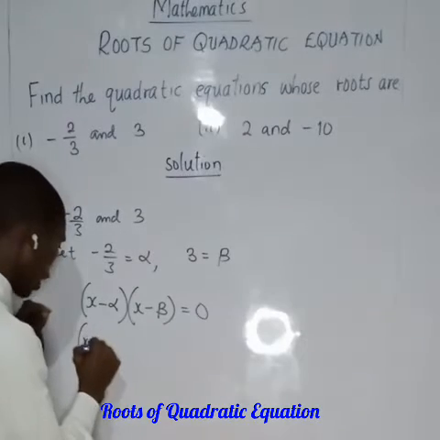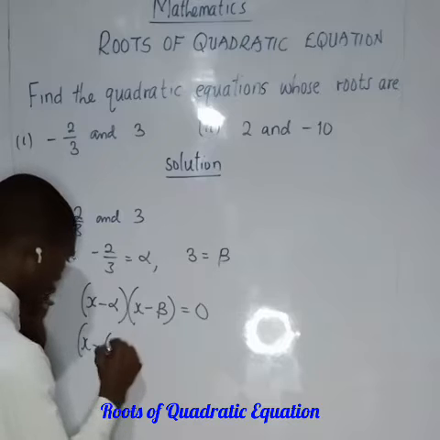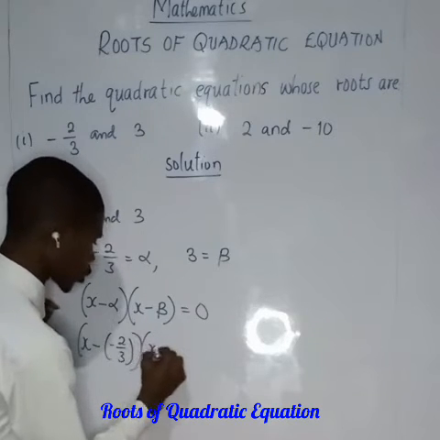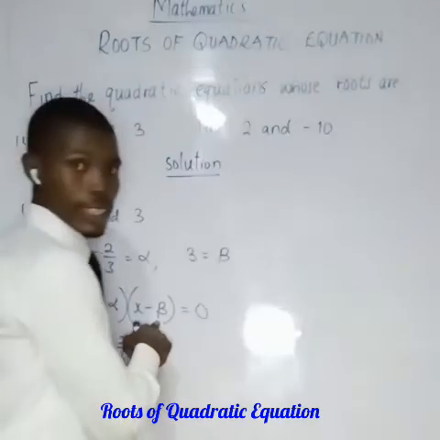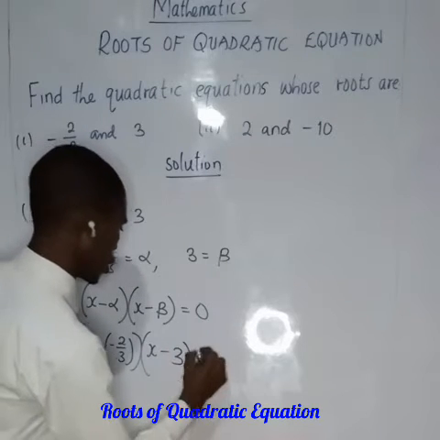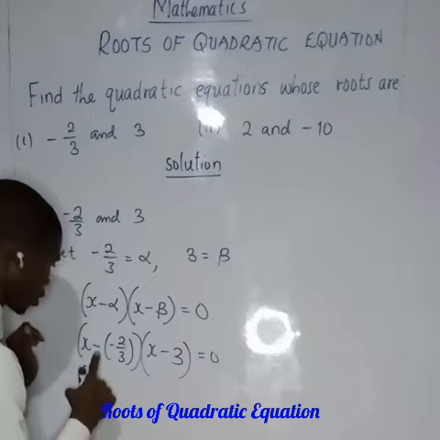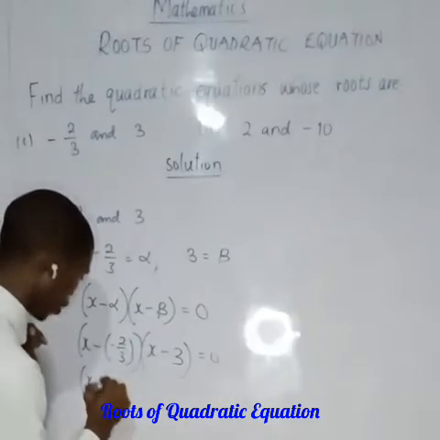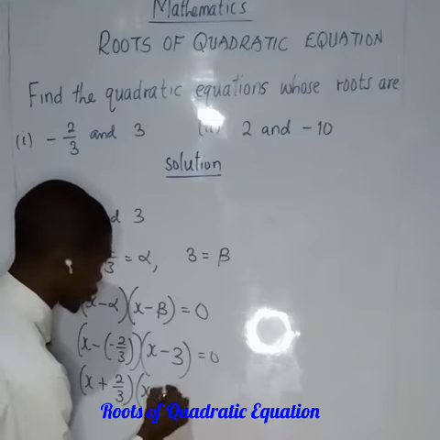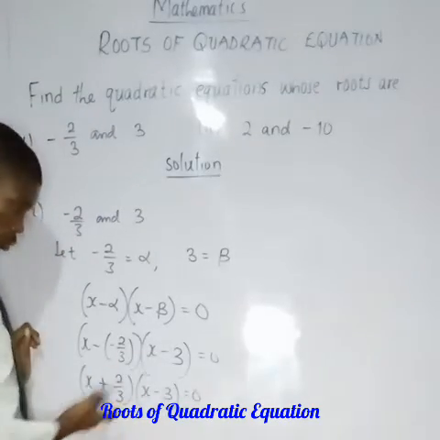Now, what does alpha represent here? It represents minus 2 over 3. So I'm going to put my minus 2 over 3 here, close the bracket, and x minus beta. What does beta indicate here? 3. So beta here is 3. Right? Then equate it to 0. So let me move this other bracket here. So I'm going to have x, minus times minus gives us plus, so we have plus 2 over 3. And we have x minus 3 equal to 0.